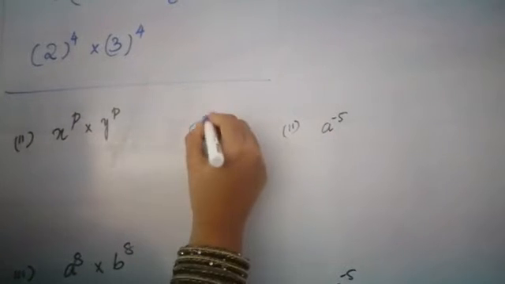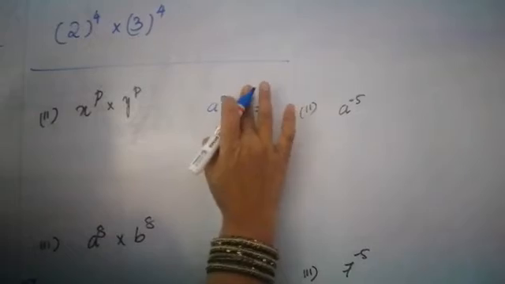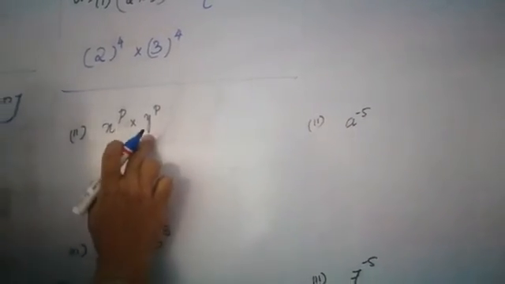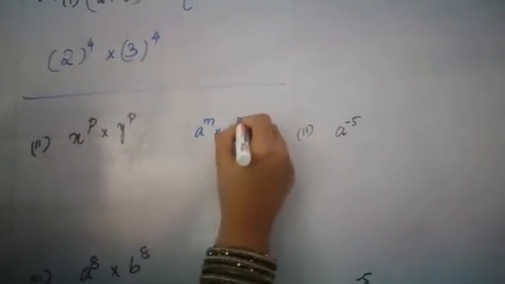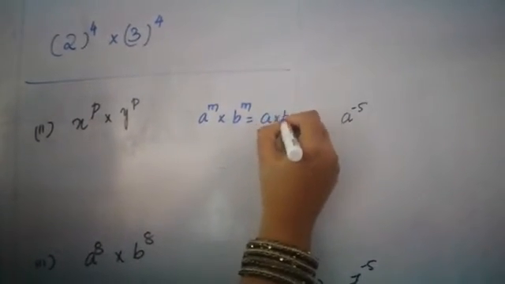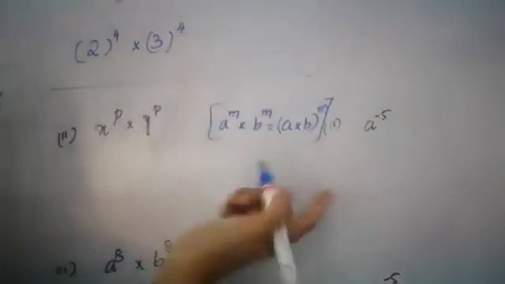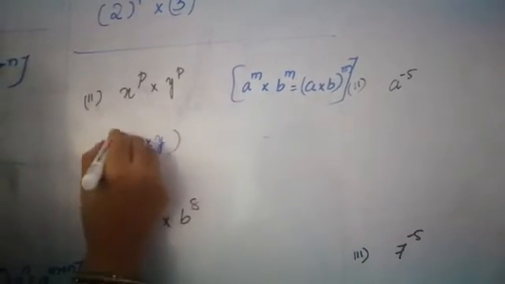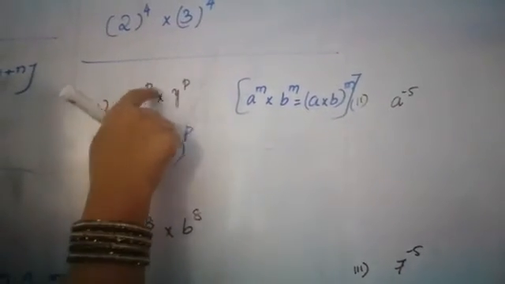So, just try to understand. Now, a to the power of m into b to the power of m, the bases are different, children. Bases are different, powers are same. So, a to the power of m into b to the power of m is equal to a into b whole to the power of m. Isn't it? Just now I explained the reverse order. Now, a into b, that is x into y whole to the power of p. Is it fine? x to the power of p, y to the power of p, same powers.